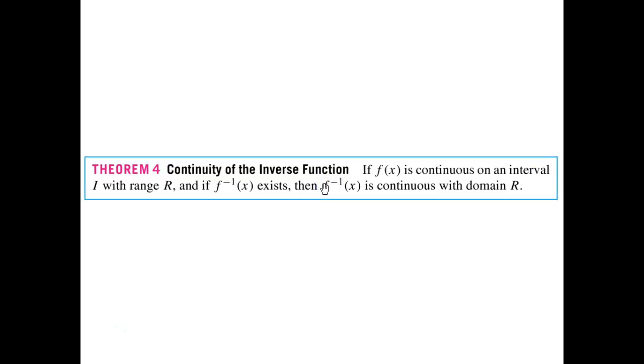Okay. If f is a continuous function on an interval I with a range R, and if f inverse exists, and for that to exist, f must be 1-to-1 on some interval with range R. So they really should put that in there. But if f inverse exists, that would be only where f was 1-to-1. Then f inverse is also continuous, but now what was the range of f becomes the domain of f inverse.